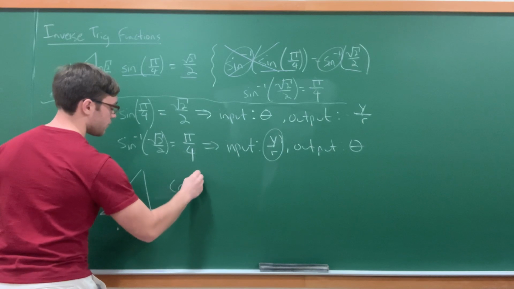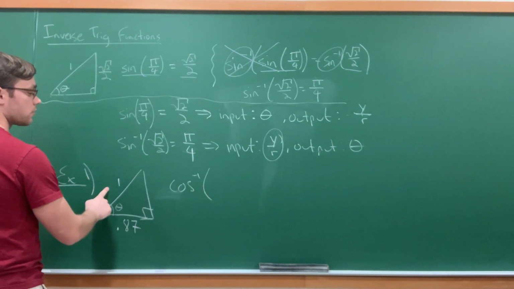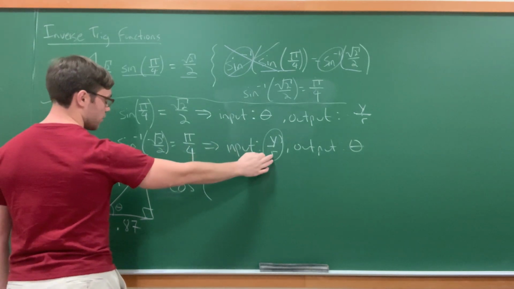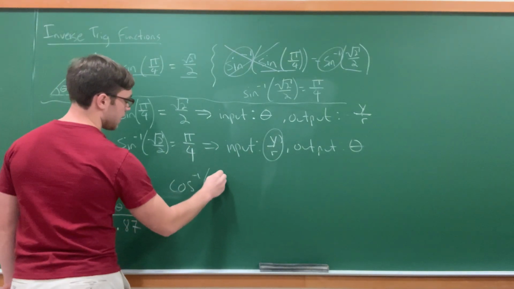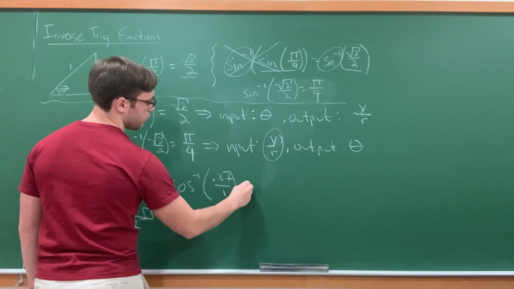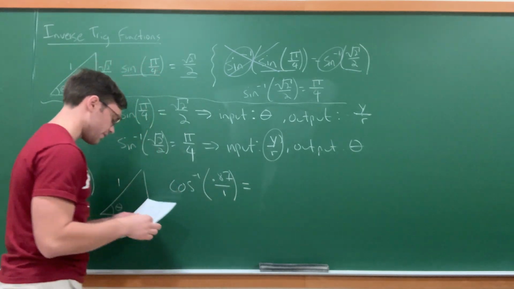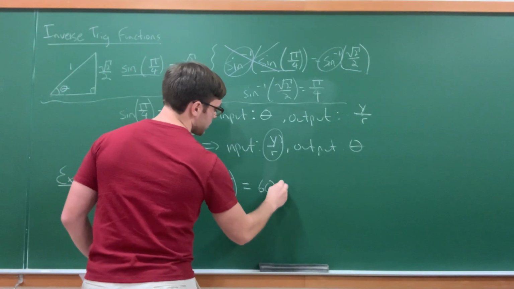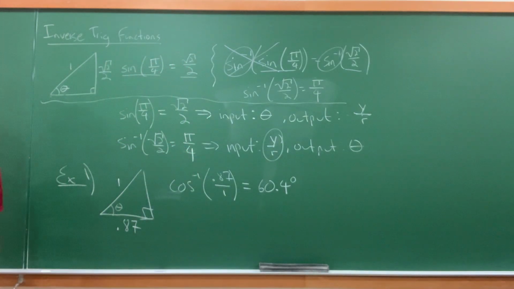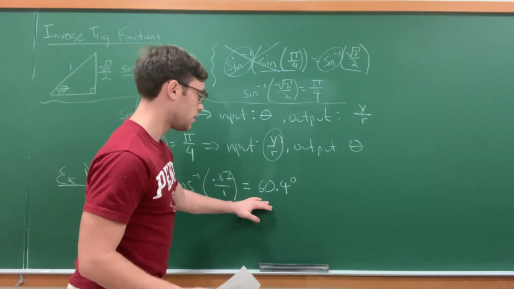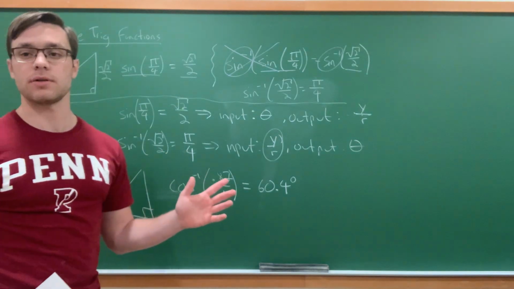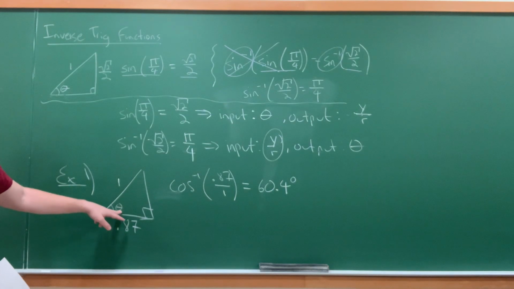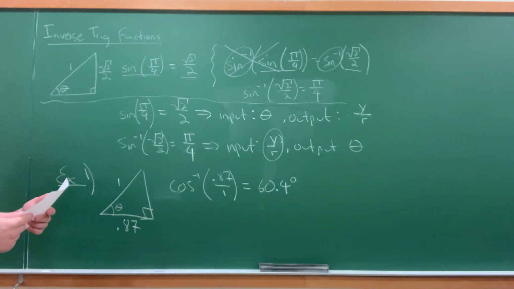So we have cosine inverse of x over r. I hope we can see that the cosine inverse would be x over r, or the sine inverse input was y over r. This is going to be 0.87 over 1, which is just 0.87. Cosine inverse of 0.87 gives us, in degrees, 60.4 degrees. So slightly above 60 degrees, slightly above pi over 3. And that's really all there is to this.